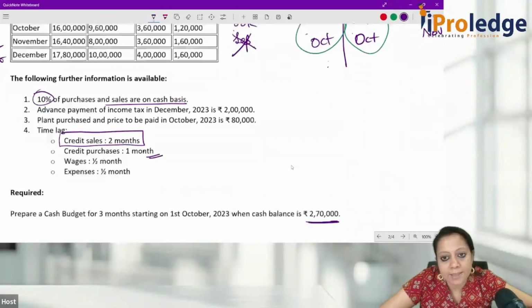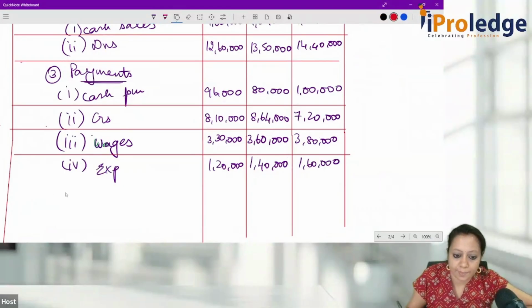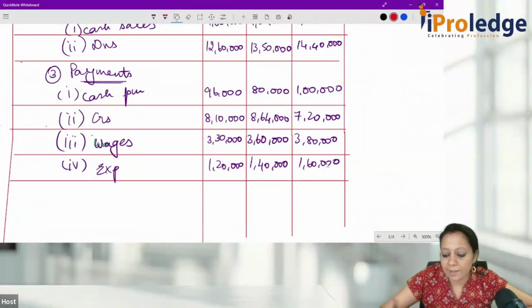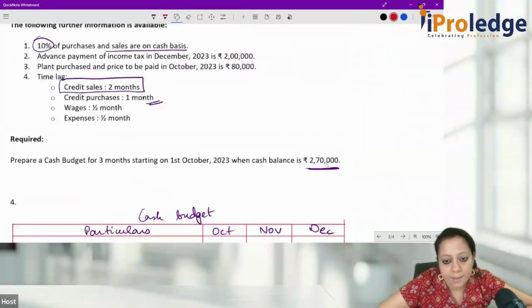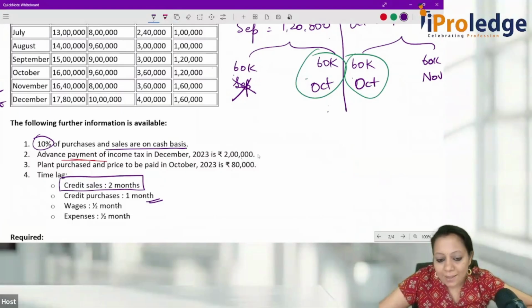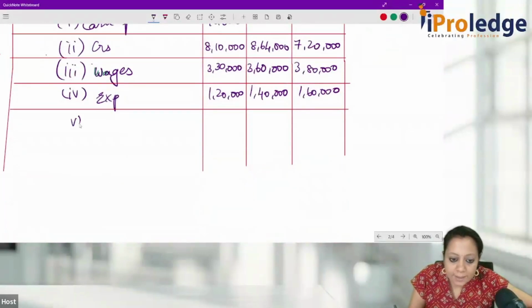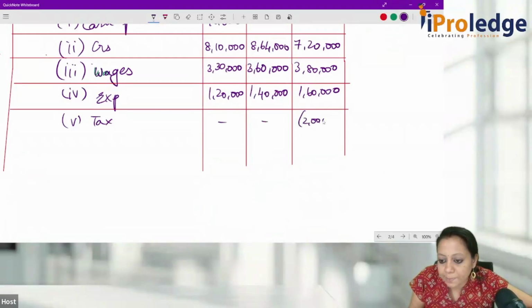Eighty plus 80, 1 lakh 60. Super. So all major expenses are over, whatever is given. Other expenses we will now consider. Advance payment, ma'am, it's okay. Payment means cash has gone out now, so I will consider it. So it is going to be in December, that is tax 2 lakhs in December.